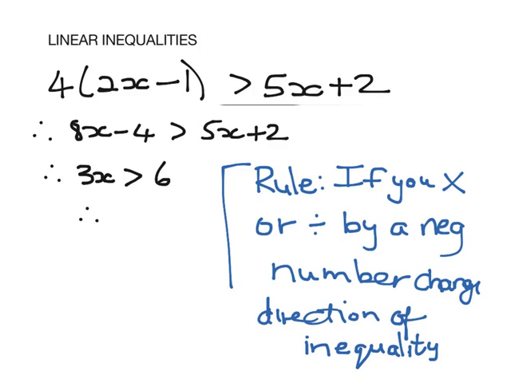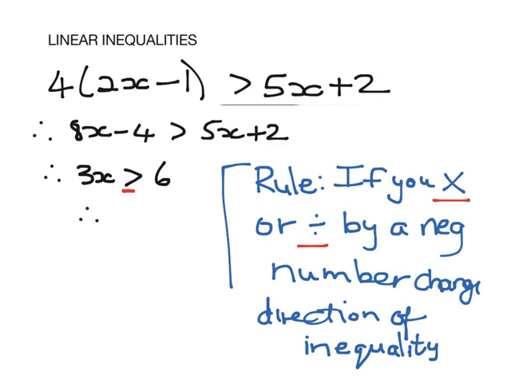Okay, so now we've got to the point where all the x's are on one side and all the numbers on the other side. Now you have to go and divide. Now there's one important rule that you must remember. Very simple. If you multiply or divide by a negative number, then you change the direction of the inequality.